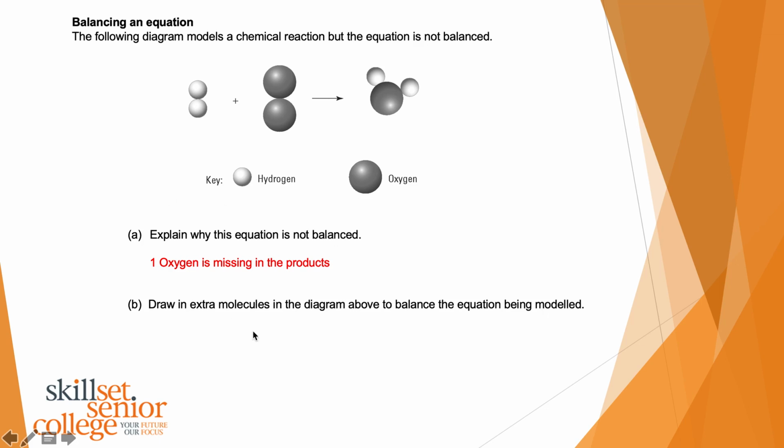I'd like you to draw out this reaction in your books, and the extra thing missing is 1 oxygen. You'll have something that looks like this: H2 plus O2 equals H2O plus O. We've drawn out the atoms, but you could write that as a chemical formula as well. Okay.